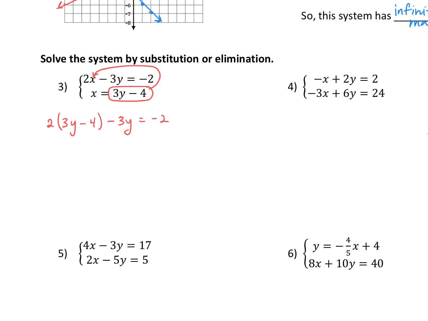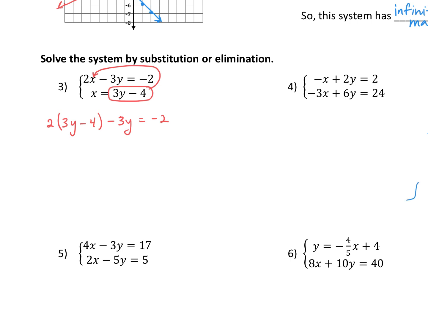So a quick check. Do you notice how our new equation has all the same variables, in this case the y's? If you have a new equation with a single variable, that means you did substitute into the correct spot. Had we put this 3y minus 4 in for the y, our new equation would have an x and a y in it, and that doesn't help us at all. One, it's incorrect, but two, it's a good red flag, like, oh, you put it in the wrong spot. We should have a single variable. Okay, so we're going to solve this.